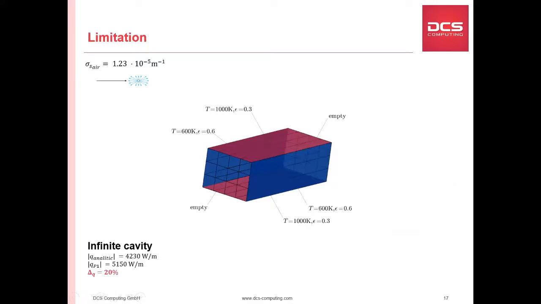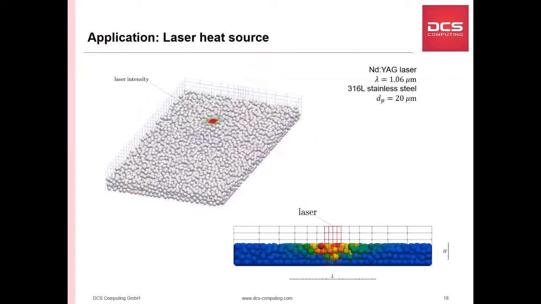However, for pure air, things don't look so good when I reach out of 1D to 2D test cases. So for this infinite cavity, we had an error in heat flux of 20%. So if we have perpendicular angles, it doesn't work as well as the 1D case.